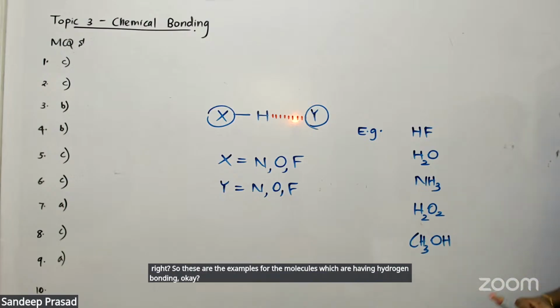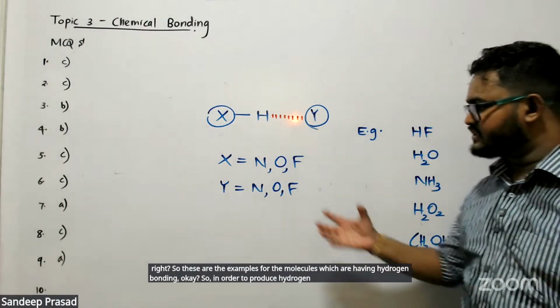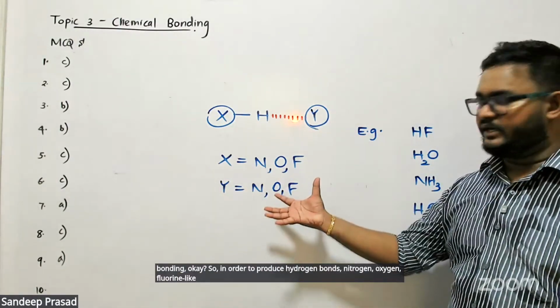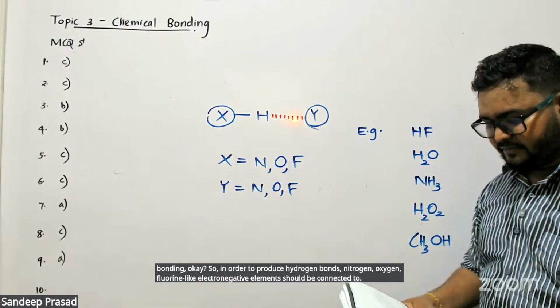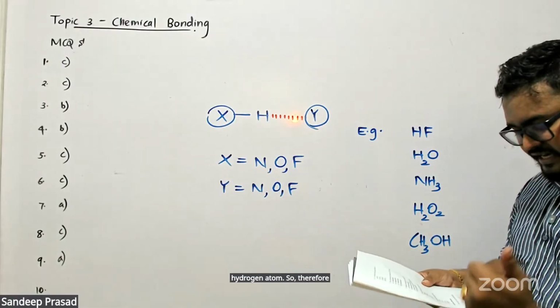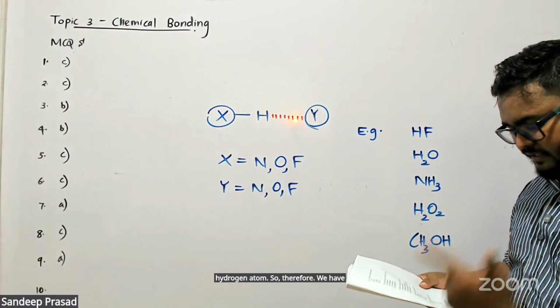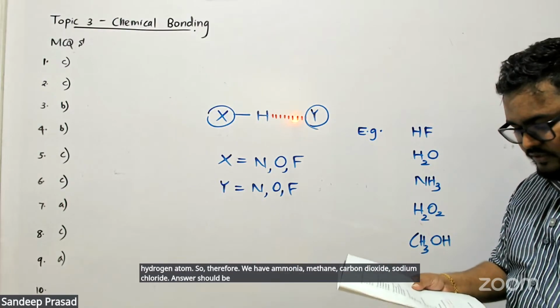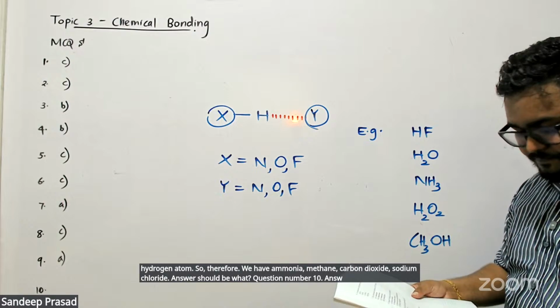So in order to produce hydrogen bonds, electronegative elements like nitrogen, oxygen, fluorine should be connected to a hydrogen atom. So therefore, we have ammonia, methane, carbon dioxide, sodium chloride. Answer should be what? Question number 10, answer is simply ammonia.